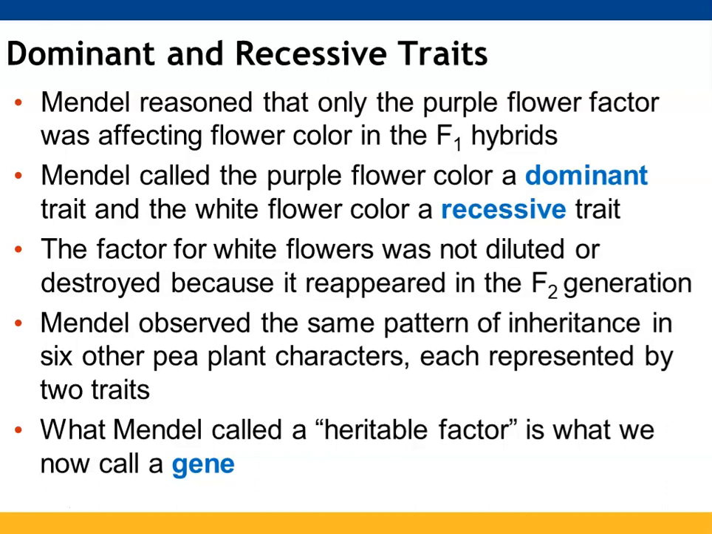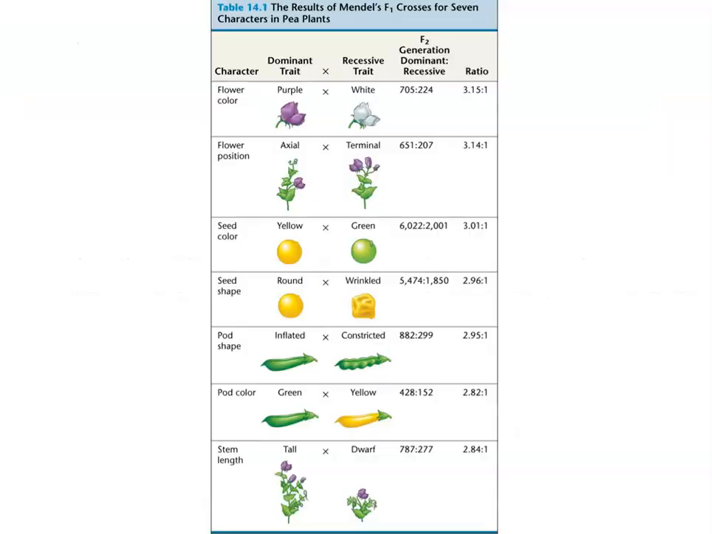And so he looked at this with 6 other plant characters, and we now know that those heritable factors are known as genes. So there are the ones that he looked at: flower color, flower position, seed color, seed shape, pod color, and stem length. As you can tell from the ratios, none of them are exactly 3-to-1 because this is based on experimental data, and the 3-to-1 ratio is the ideal ratio if everything went perfectly.